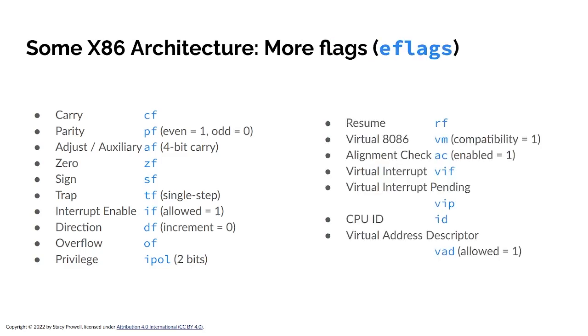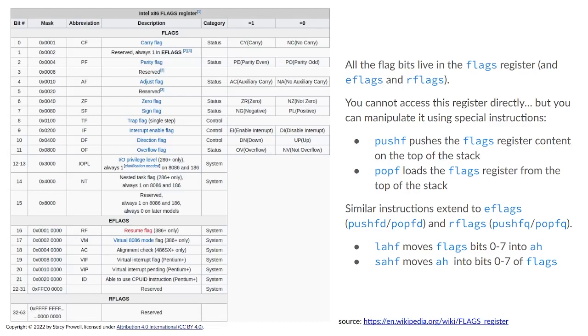When we went from the 16-bit to the 32-bit world, we got the E flags or extended flags register. There's a resume, a virtual 8086, an alignment check, an interrupt pending, a CPU ID, which caused a lot of controversy and consternation at the time, and virtual address descriptor. Those all got added into the 32-bit extended flags register. You can easily see what's coming next. We're going to double it again, and we'll have an R flags. And we do, in fact, do that.